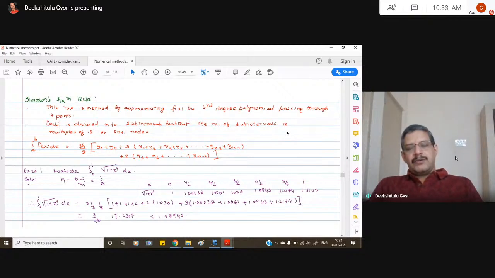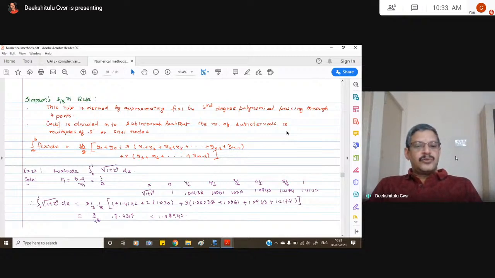The only condition that we have to remember is that the number of subintervals is 3n in case of the 3/8 rule, and in case of the 1/3 rule, the number of subintervals must be an even number, 2n. There it is 2n, here it is 3n. For the trapezoidal rule, there is no condition on that.